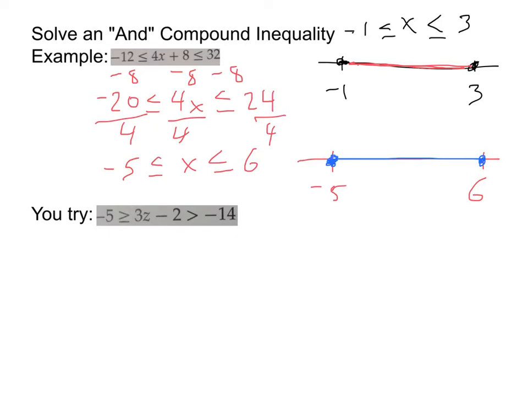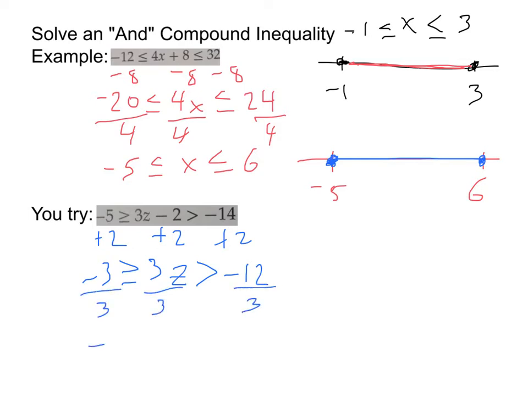Alright, hopefully you added 2 to all three parts. So we get negative 3 is greater than or equal to 3z, which is greater than negative 12, and then divided by 3 each. So you get negative 1 is greater than or equal to z, which is greater than negative 4. Then I can also rewrite that so that it makes sense to me.